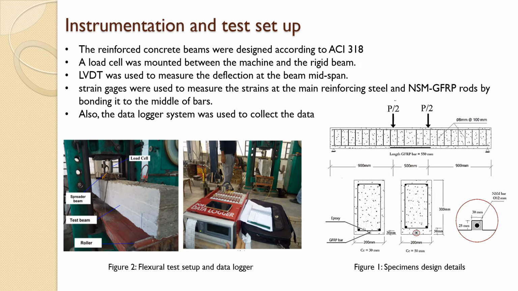The reinforced concrete beams were designed according to the ACI codes. A load cell was mounted between the machine and the rigid beam to measure the load. Also, an LVDT was used to measure the deflection at the midspan. Strain gauges were mounted at the middle of the reinforcing steel and GFRP bars to measure the strains. Also, a data logger system was used to record the data.